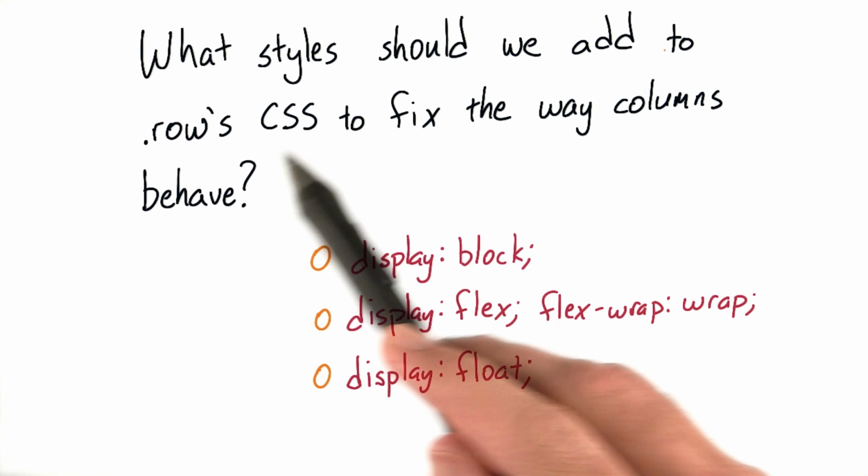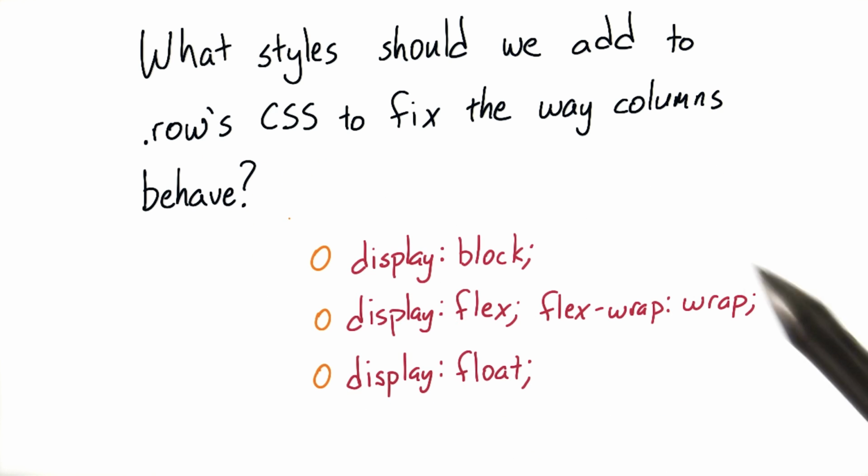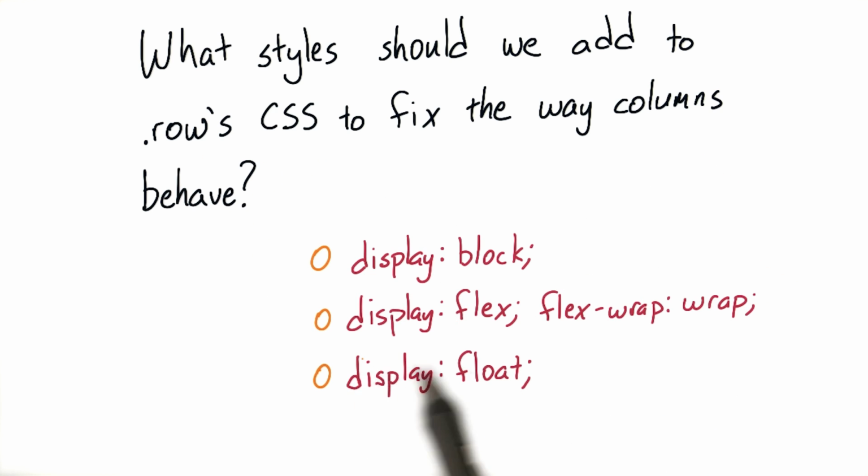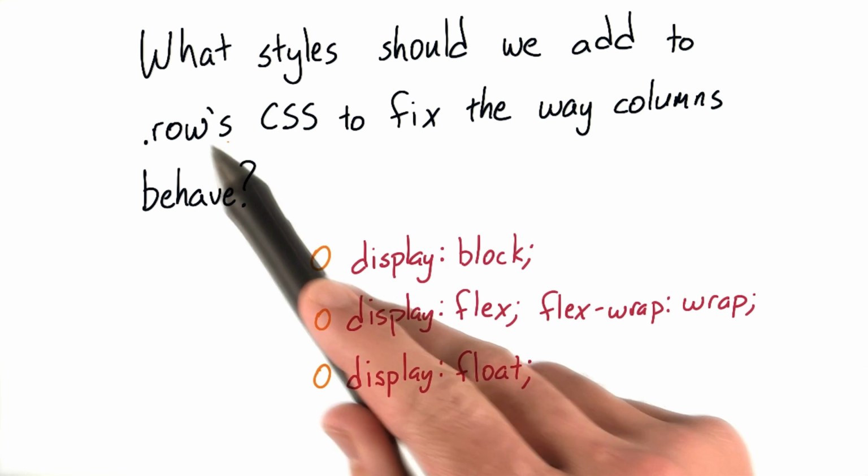What style should we add to the row class's CSS to fix the way the columns are behaving? Should we add display block? Should we add display flex and flex wrap? Or just display float? The easiest way to figure this out is to open up DevTools and add these CSS styles to the row class.